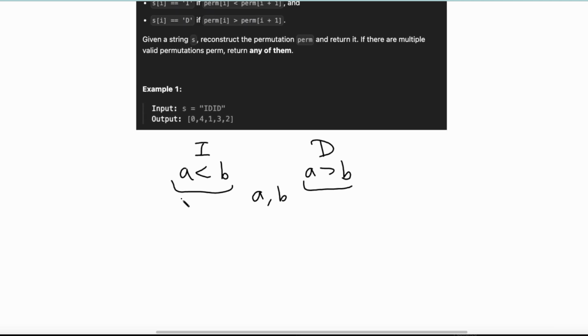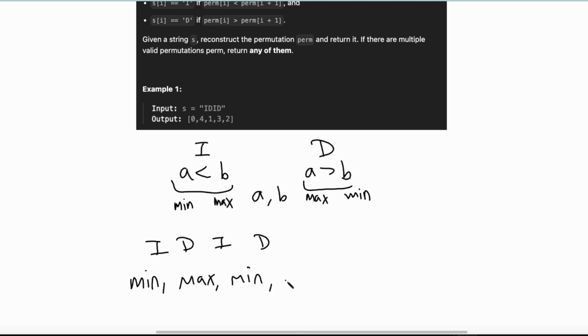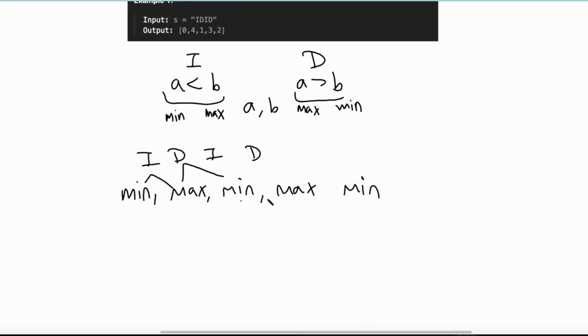Well, for every I, it means the first value is a min relative to the subsequent value, B, which is a max, and the vice versa goes for D. So if we rewrite the whole output given ID in terms of mins and maxes, we get min, max, min, and then min, max. So this becomes min max, this becomes max min, min max, and then max min. Okay, so that's what it looks like.